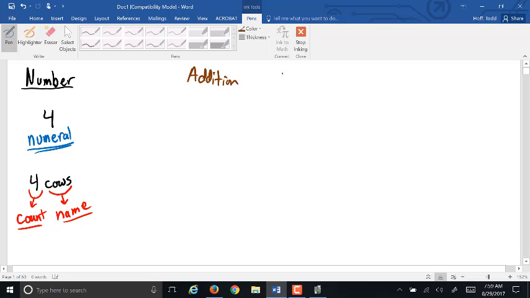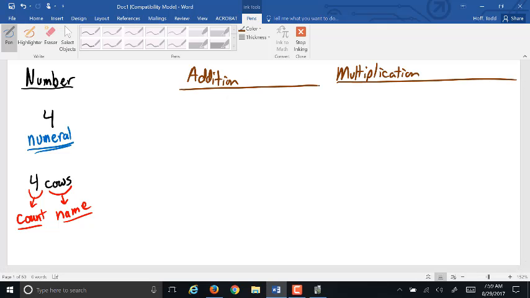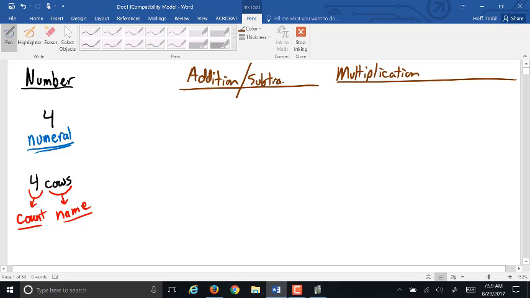Addition and multiplication. Some of you might be wondering, where did subtraction go and maybe even where did division go? Well, addition and subtraction are really the same operation. All of our operations in math come in pairs. Addition and subtraction are what we call inverses. They are really the same operation. One is going forward and the other is going in reverse.